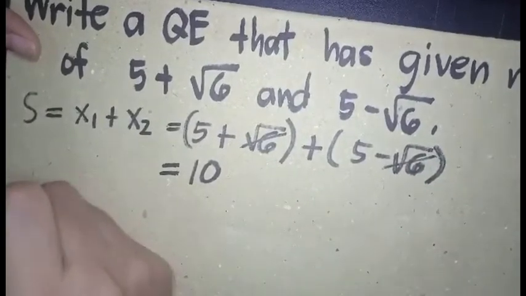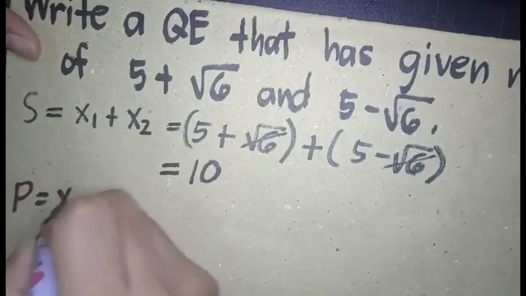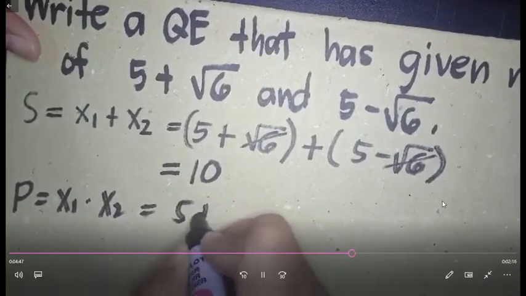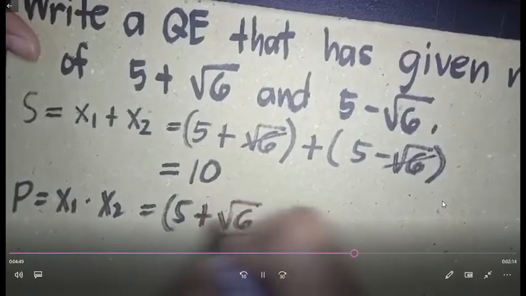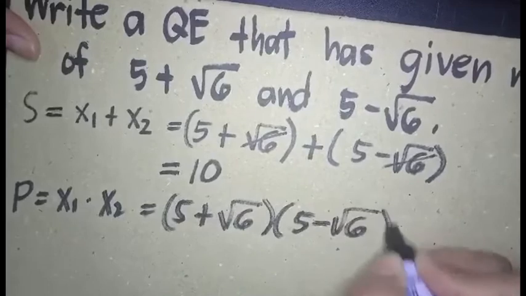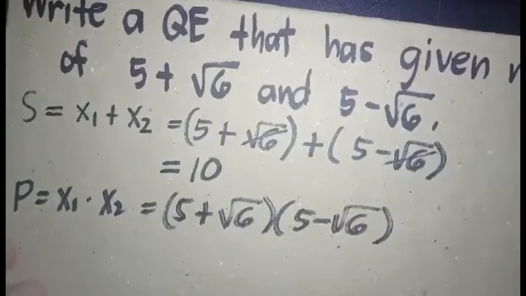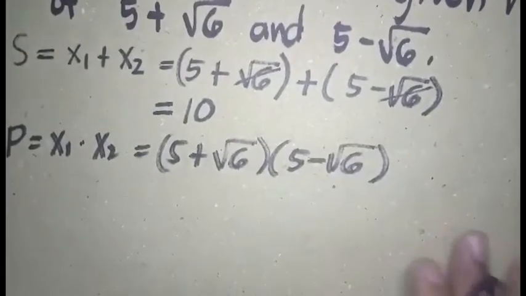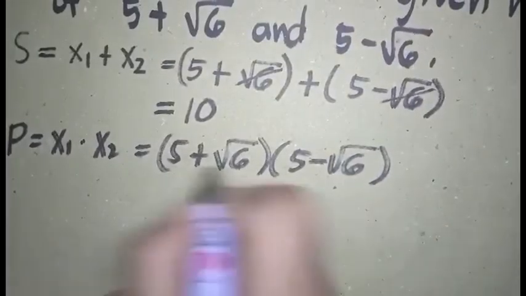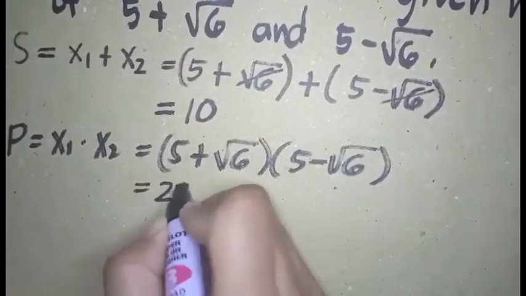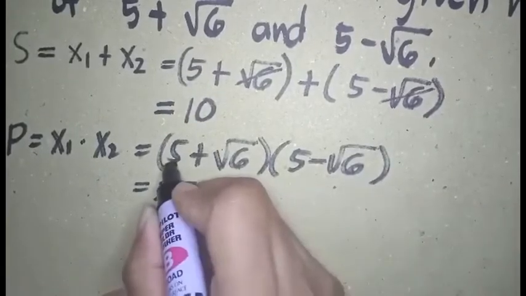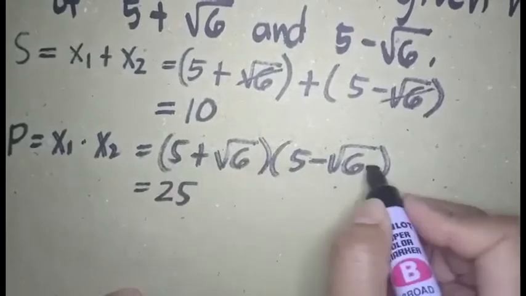Okay? For our product, we have x1 times x2. So, we have 5 plus the square root of 6 times 5 minus the square root of 6. In this case, we need to use the FOIL method. First term times first term, 5 times 5, we have 25. Then we are going to multiply the outer terms.